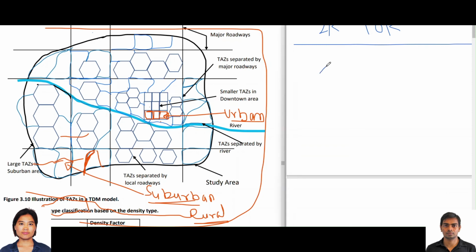Is that clear? So let's say I have a roadway in existing and I have the exact same roadway in future. Nothing has changed. So we will assume that the speed and capacity will remain the same. However, the property of this link is dependent on the area type. So let's say in existing, this is a rural area.